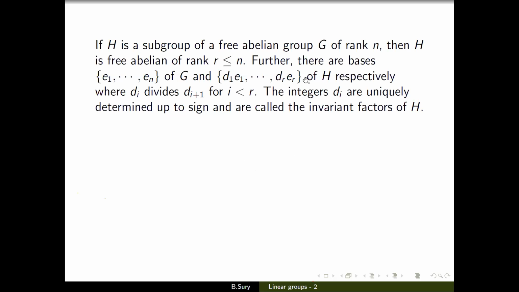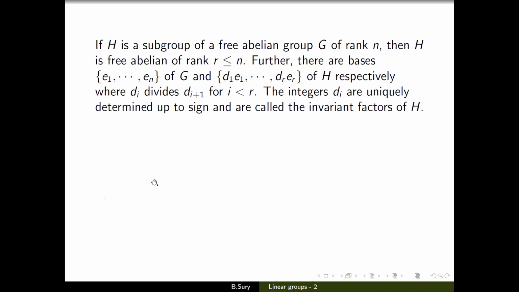So what happens? Suppose you have chosen this. What is G by H then? The quotient group G by H, everything is abelian, so G by H is a group. What is G? G is Z e1 plus Z e2 plus ... Z en. H is Z d1 e1 plus Z d2 e2, etc. So when you look at the quotient G by H, it is going to look like Z mod d1 plus Z mod d2 plus ... Z mod dr, and the rest of the n minus r things will be just Z cross Z, n minus r copies. So that is how you get the structure theorem for finitely generated abelian groups.